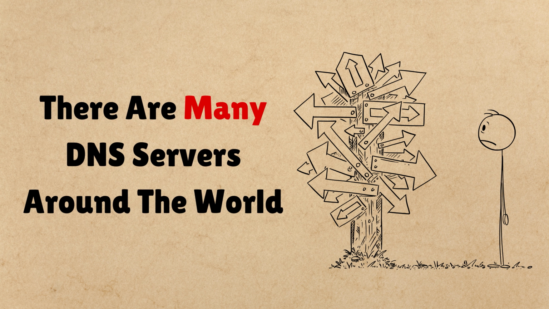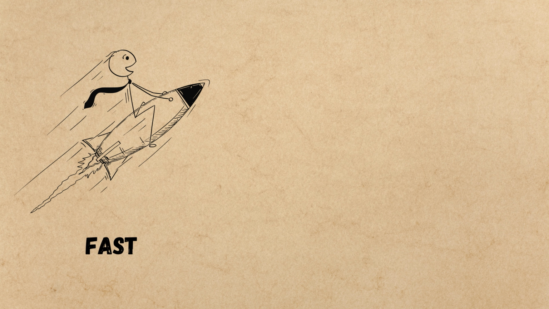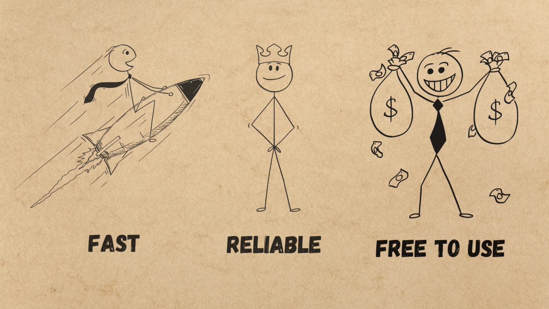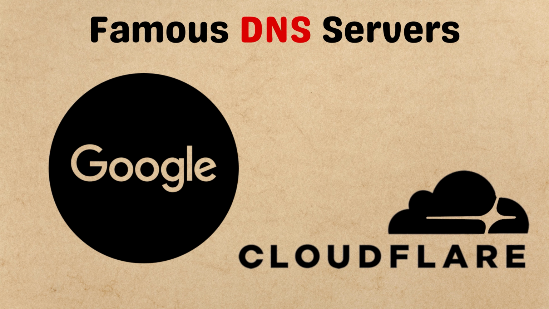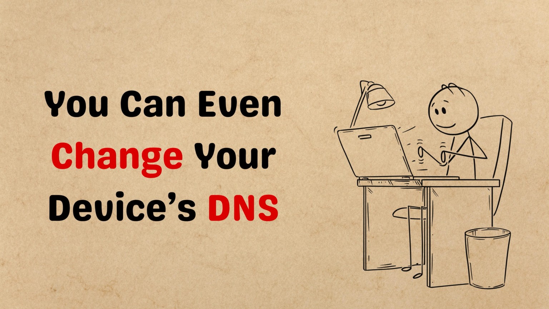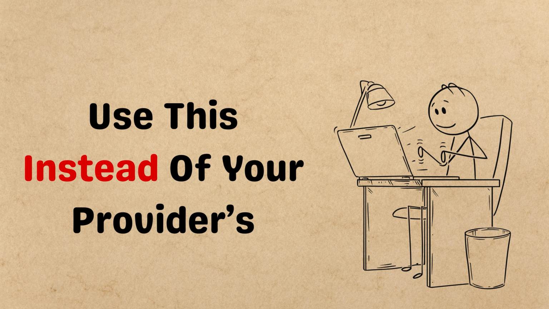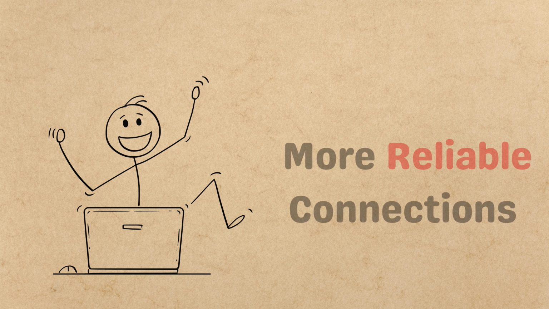There are many DNS servers around the world, but some are very popular because they are fast, reliable, and free to use. Here are the most famous ones: Google DNS, Cloudflare DNS, and OpenDNS, owned by Cisco. You can even change your device's DNS settings to use these instead of your internet provider's DNS. Many people do this to get faster browsing, better privacy, or more reliable connections.